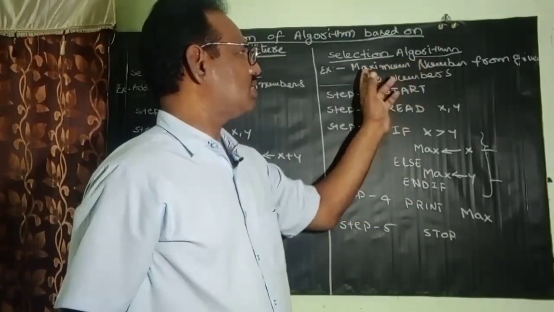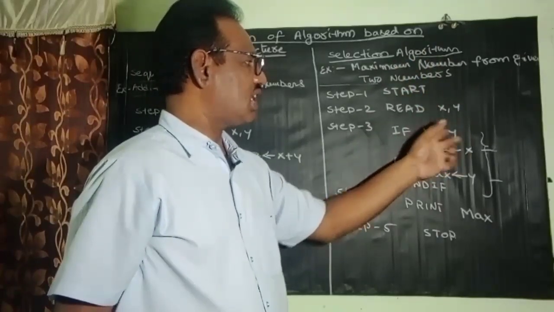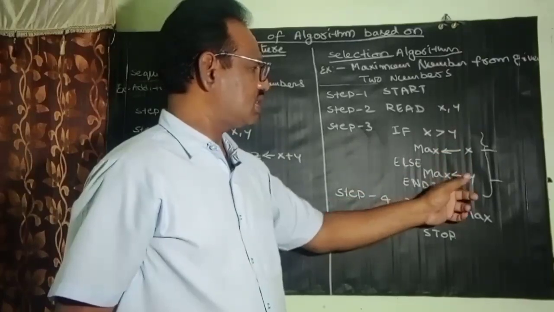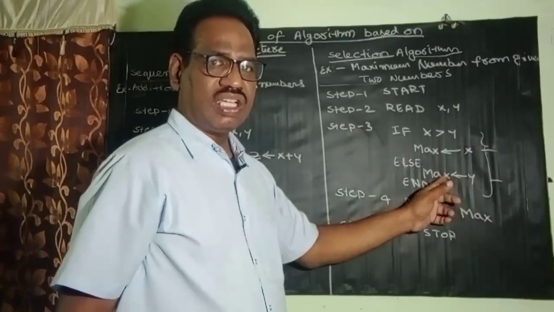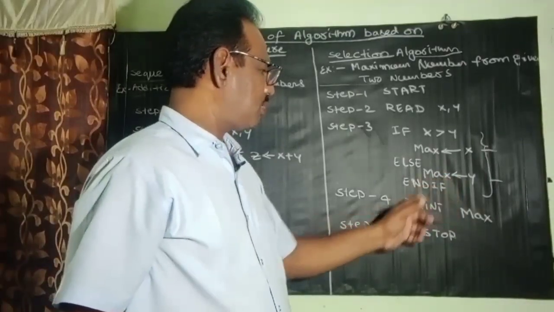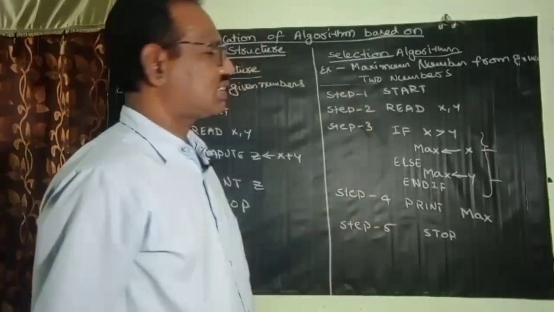So here the problem is finding the maximum number. Out of x and y, if x is greater than y, this will be valid. If x is not greater than y, that means it's not valid, then it comes to here, and that will be considered for the maximum number that will be printed here. So this is about the selection algorithm.